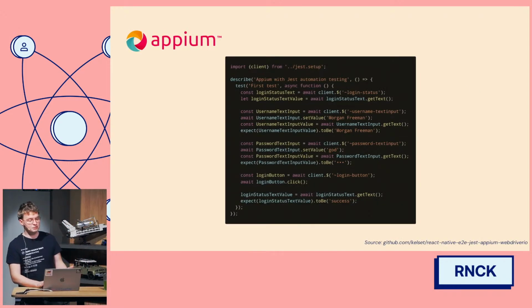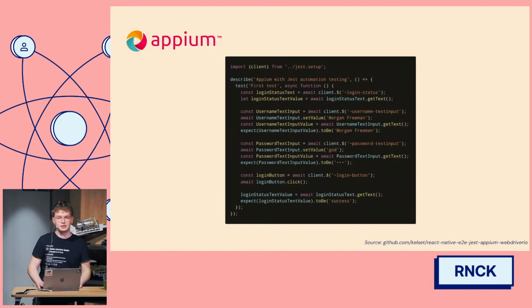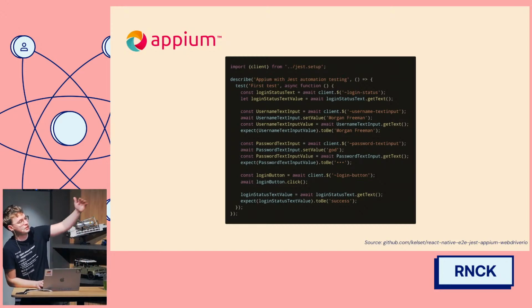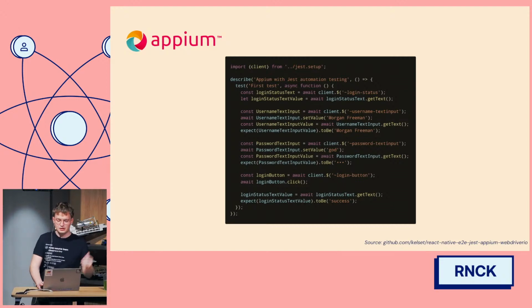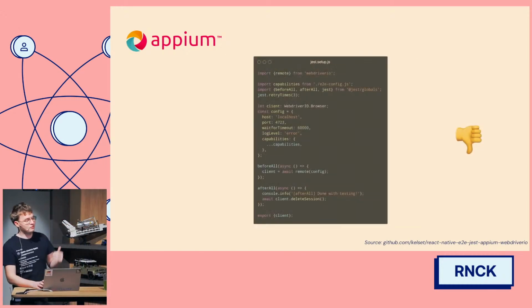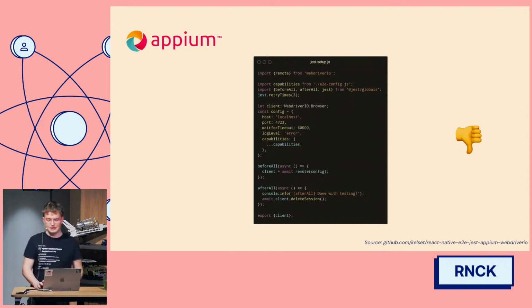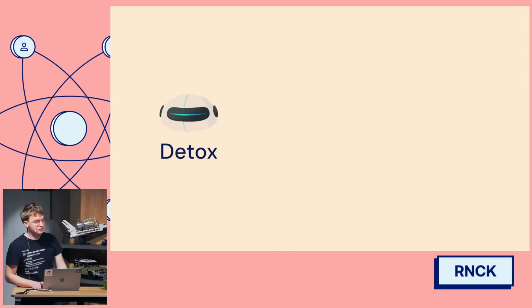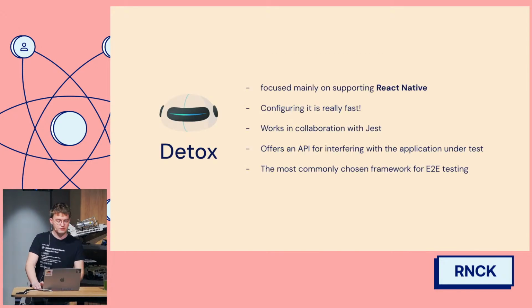We can see here what an example test in Appium looks like. We can see that we are using some Jest declarations like describe, test, or expect. But unfortunately, even for such an easy test, we need to write some configuration and maybe some code for the logic to make it work. Yeah, there's also Detox. It is focused mainly on supporting React Native.